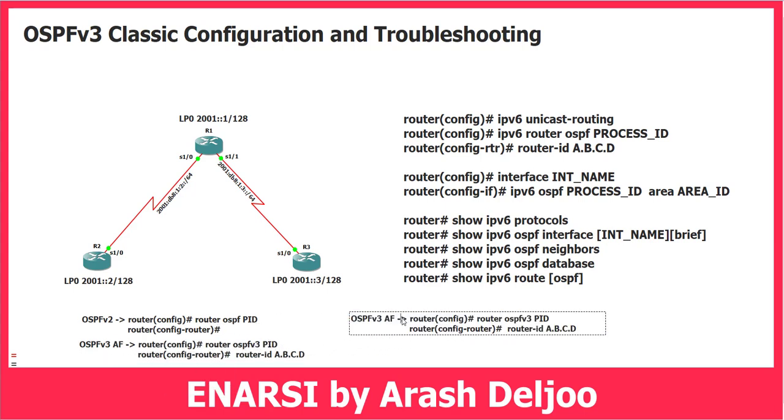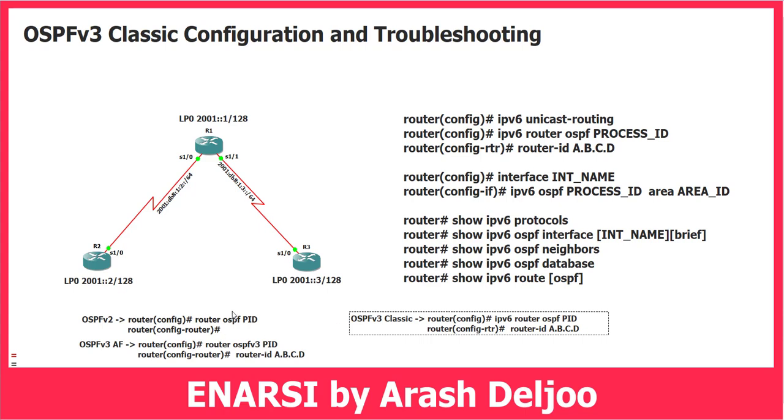Also, we have another method, OSPF version 3 classic, the method that I am going to talk about. In the classic method we should start with ipv6 router ospf process ID, not ospfv3. After that we will go to router config rtr, not router config router. Here also we can configure the router ID, and then after this configuration we should enable the OSPF process ID, for example 1, and also a specific area on the interfaces.